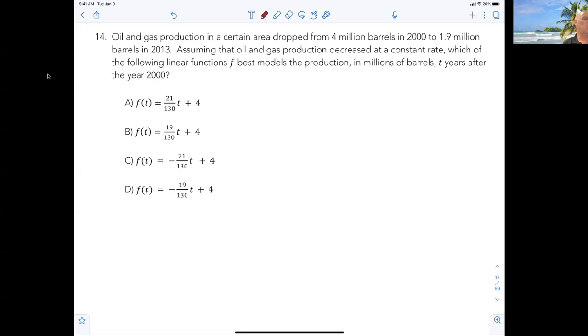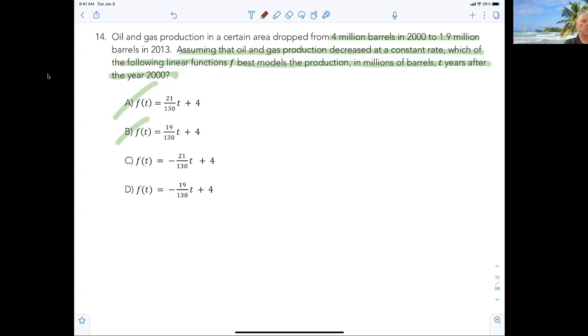All right, so as I'm reading this, oil gas production in a certain area dropped from 4 million to 1.9 million. Assuming that the oil and gas production decrease at a constant rate, which of the following best models the population of millions of barrels 2 years after 2000? First of all, was it increasing or decreasing? Decreasing. So everybody should look at this and say, okay, it's decreasing. So I know it's not A and I know it's not B, because that slope is positive, which means that it must have been what? Increasing. We want it what? Decreasing.